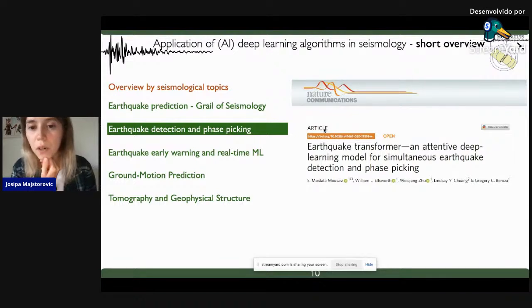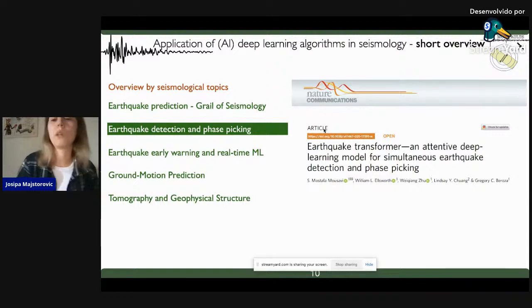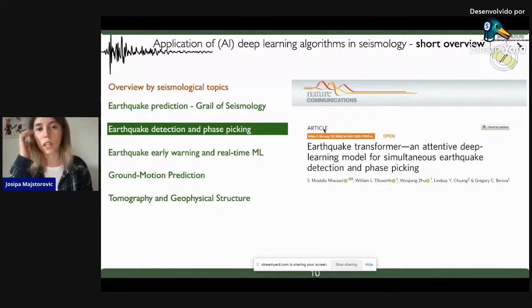There is an interesting paper that also came out recently by Mousavi and collaborators, where they developed the Earthquake Transformer. A transformer is a specific deep learning model, which is able to simultaneously detect earthquakes and pick seismic phase arrivals. So this is one way to solve this problem. Even though it sounds very easy, it's very difficult, and so there is still progress in this research area. I will show you, for example, my contribution in this part.